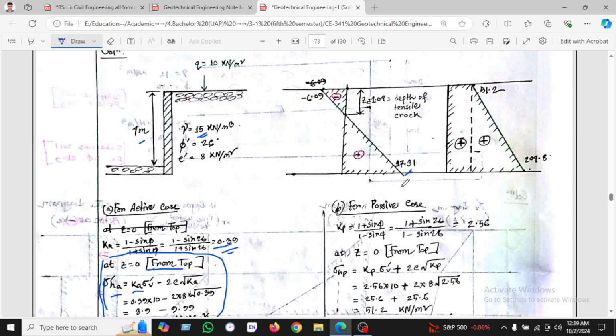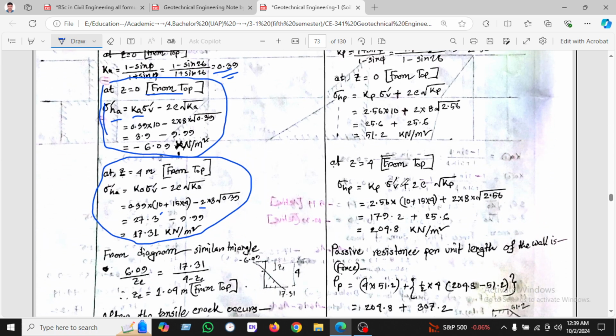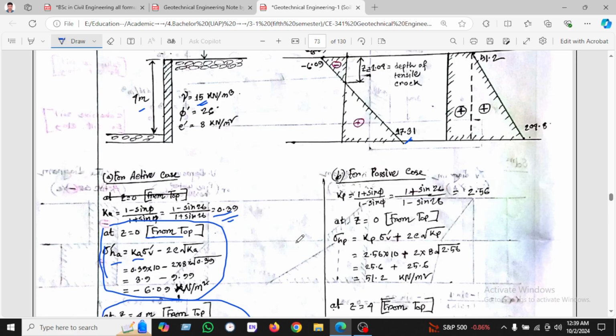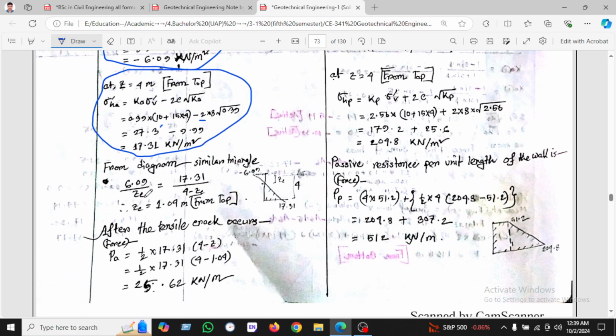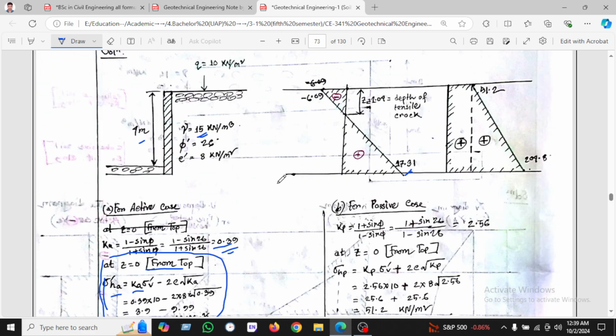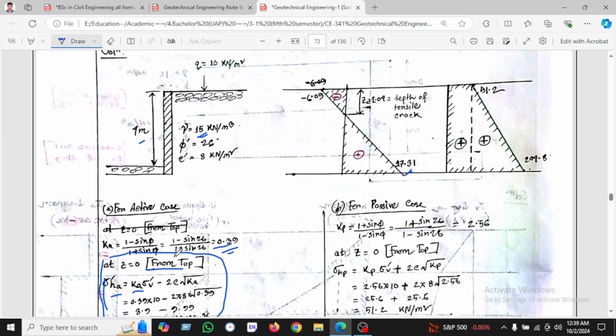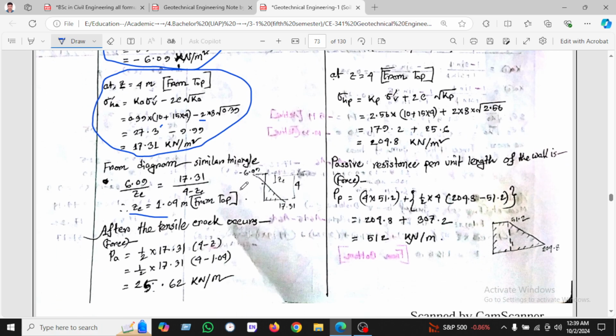Here is the soil profile, but it will be our reminder that the depth is 4 meters below the soil surface. And from the diagram, here is a similar triangle diagram. We will calculate 6.09 equal to Zc. Here is 6.09 equal to Zc, and 70.31 into z minus 2c, and we found Zc equal to 1.04. So this depth of the tensile crack we have found is 1.04. After the 1.04, the cracking of the soil will appear.